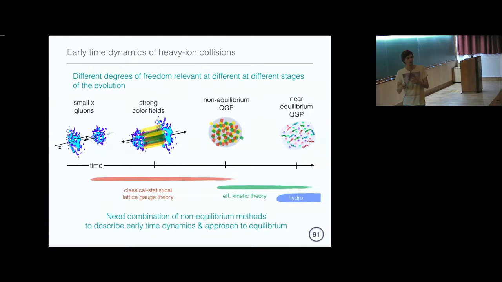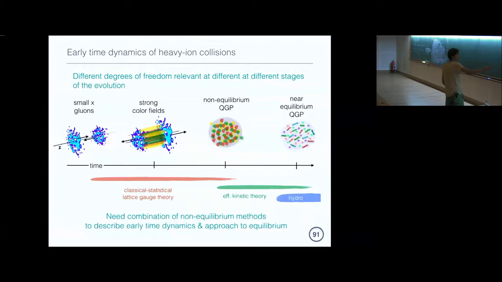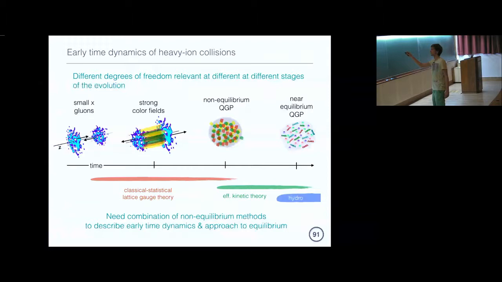And so the idea is to exploit this overlap in the range of validity of the semi-classical methods and effective kinetic theory, and thereby at some point pass from a classical fields description to a kinetic description of the plasma. Which of course implies that we have to be reasonably weakly coupled to be able to do this. What that kinetic theory will then allow us to do is describe the transition of this dilute-ish non-equilibrium QGP to a near-equilibrium QGP, which subsequently we can treat hydrodynamically.